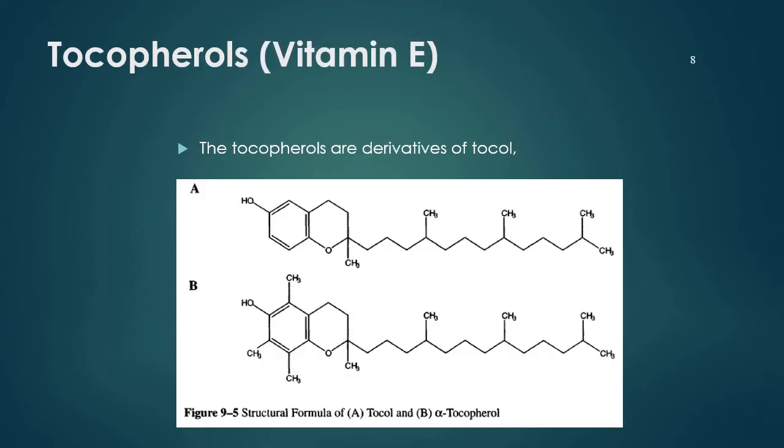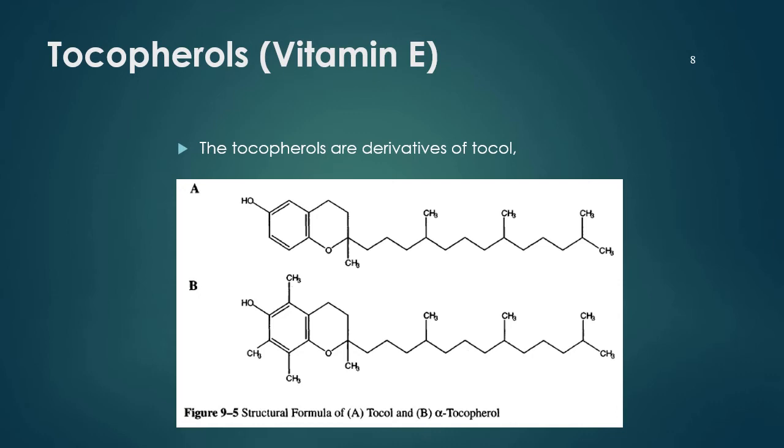Another fat-soluble vitamin is vitamin E, also known as tocopherols. Tocopherols are derivatives of tocol. If you look at A and B here, A is the structural formula of tocol, the main compound. And then the tocopherol, or vitamin E, is actually a derivative of tocol.